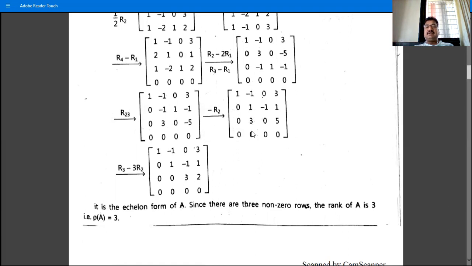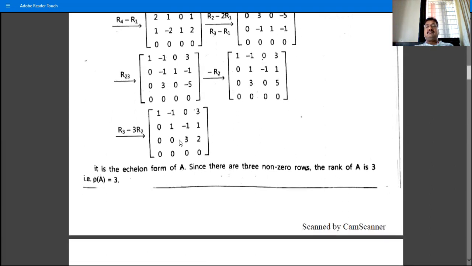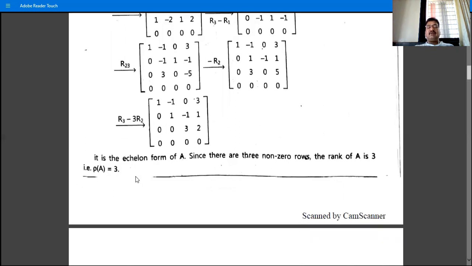Then we have to reduce this 3 to 0, R3 minus 3 R2. So this is an echelon form, because we have a 0 row at the last. All the elements in the last row are 0. Therefore this matrix contains 3 non-zero rows, and therefore the rank is 3.